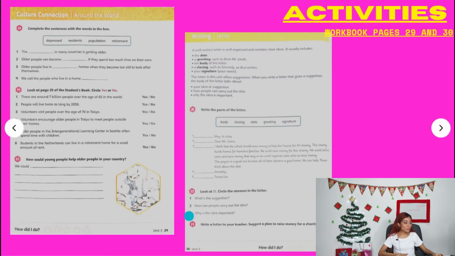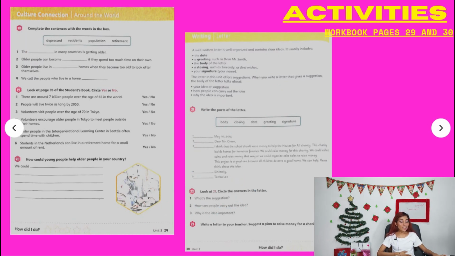So activity 21. Look at 21. Circle the answers in the letters. What's the suggestion? What is Teresa Lee's suggestion? What is her idea to do? What is she telling us to do in her letter? Number 2. How can people carry out the idea? What can we do to make this possible? What is she telling us? And why is the idea important? Okay, she's giving us an idea, but she's also telling us how we should make this possible.